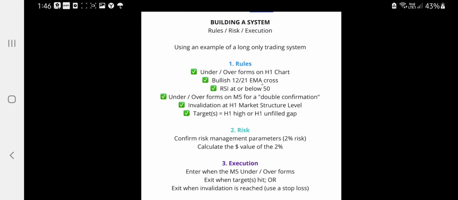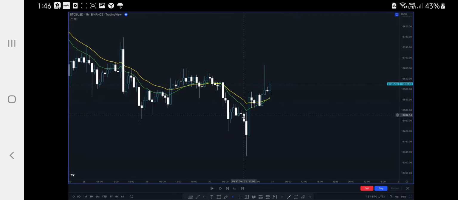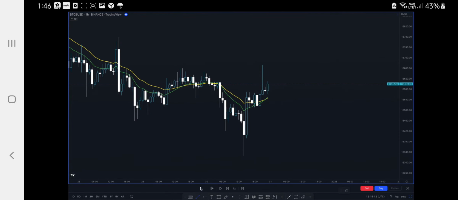Bullish 12-21 EMA cross. Now, this doesn't have to be your system. I'm just explaining this particular system for the example. So, number one, we're looking for an under over to form on the 1 hour chart. So what we'd be doing is marking the highs here on the 1 hour chart that led to the lowest lows, because here we had a sweep. This high led to a sweep.